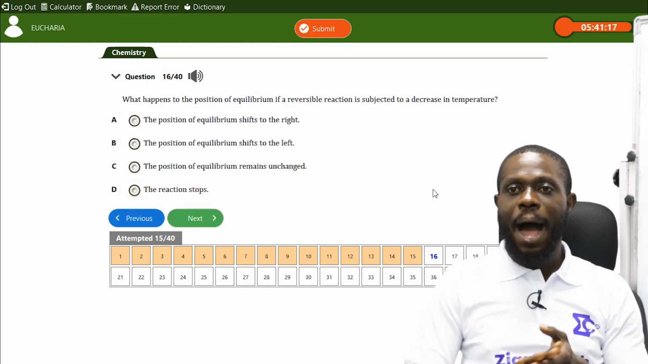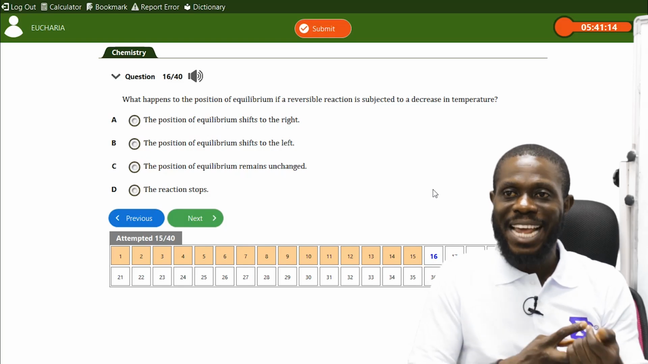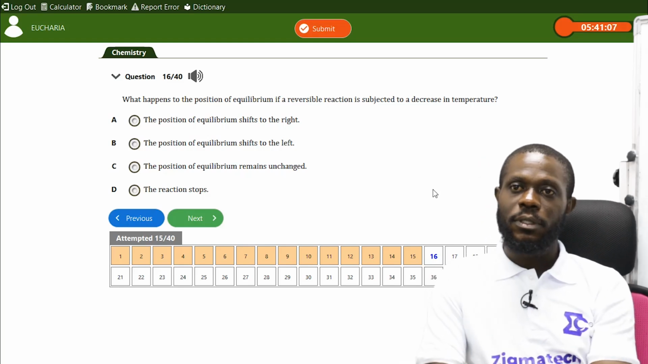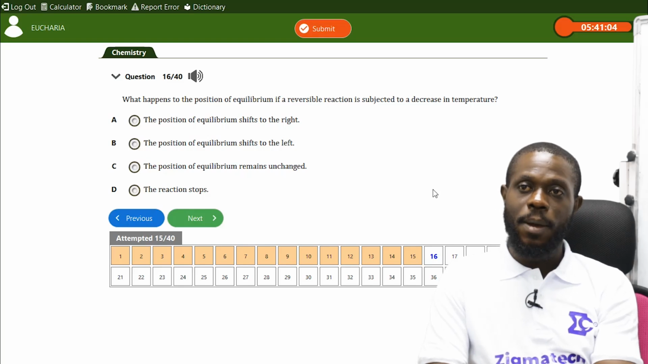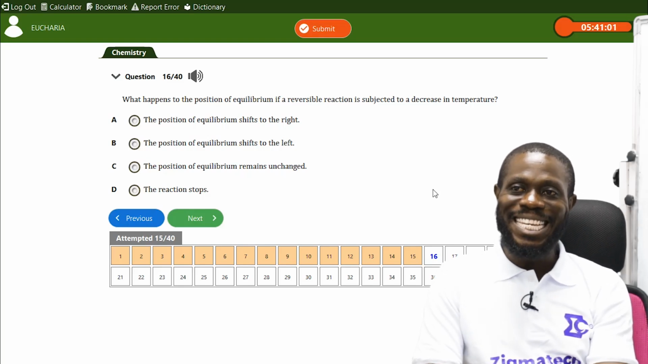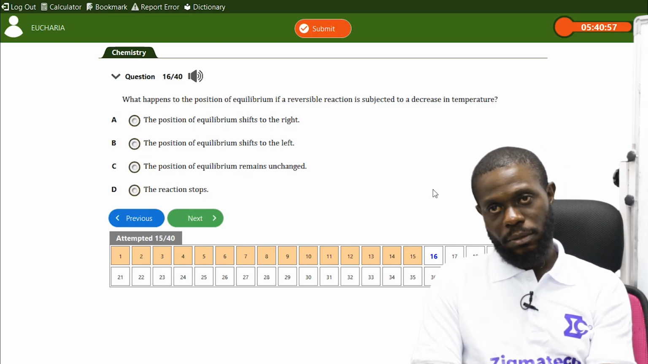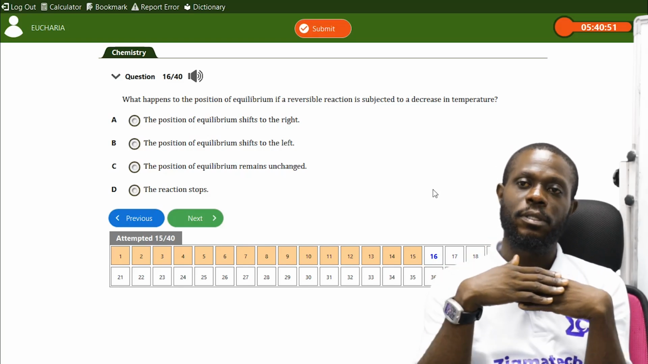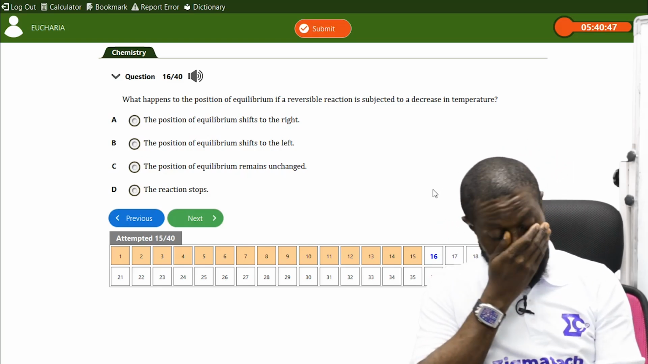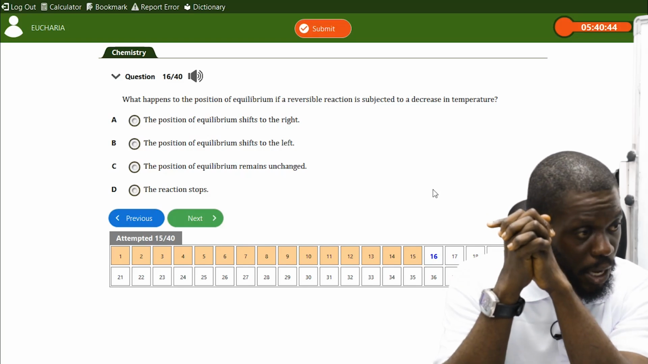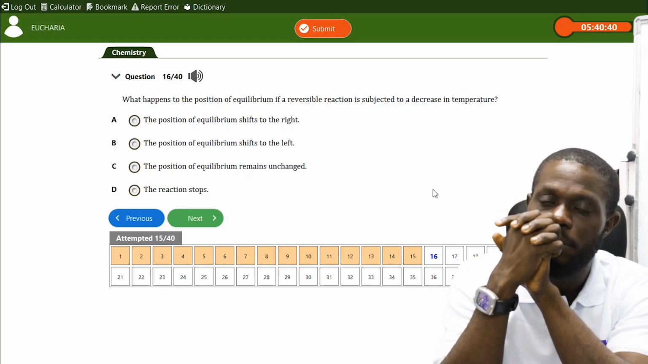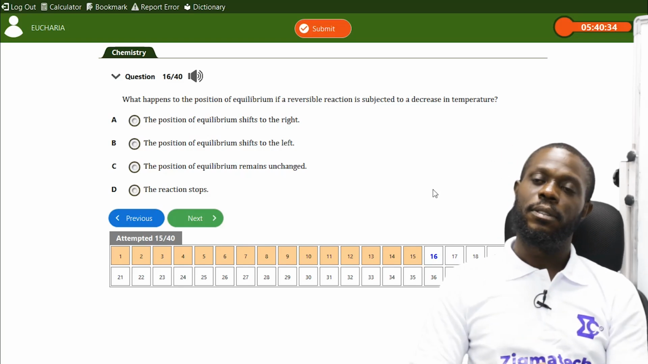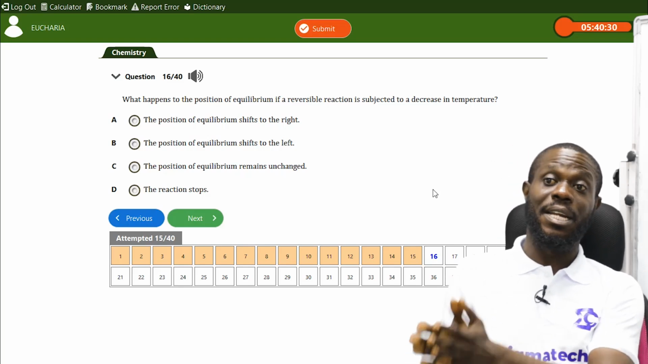Number 16 says, what happens to the position of equilibrium if a reverse reaction is subjected to a decrease in temperature? What happens to it? Now, equilibrium means equality. Equilibrium means equality. So they say, what happens to the position of equilibrium if a reverse reaction is subjected to a decrease in temperature? Now when they say reverse reaction, that means the reaction is reversed.